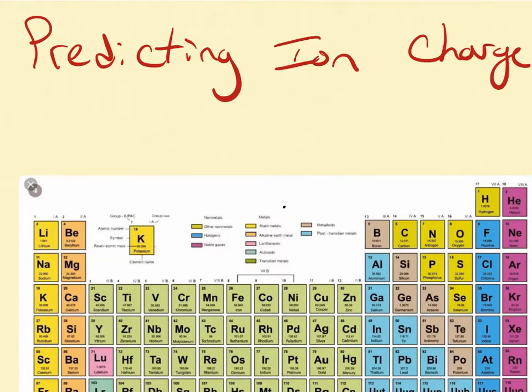Looking at a periodic table, you can use it as a tool to predict the charge that an ion will have when it loses or gains an electron to reach a full valence shell. It's actually quite easy and follows the trend of valence electrons along the periodic table.